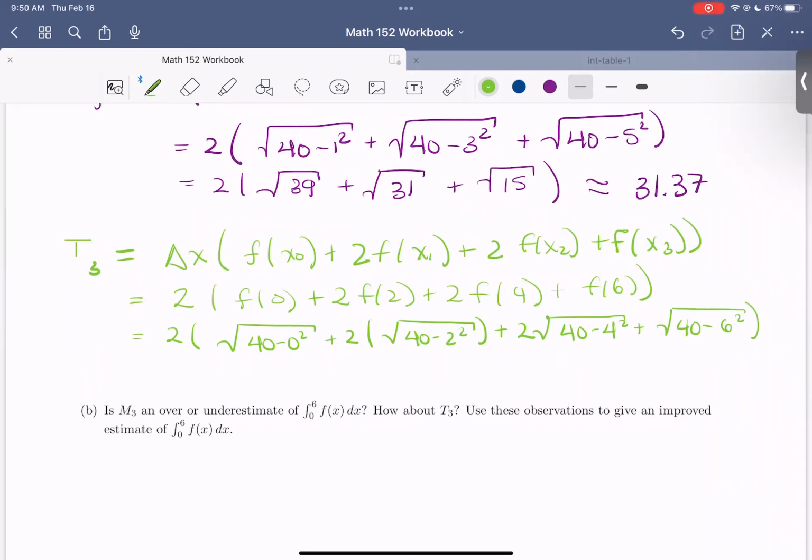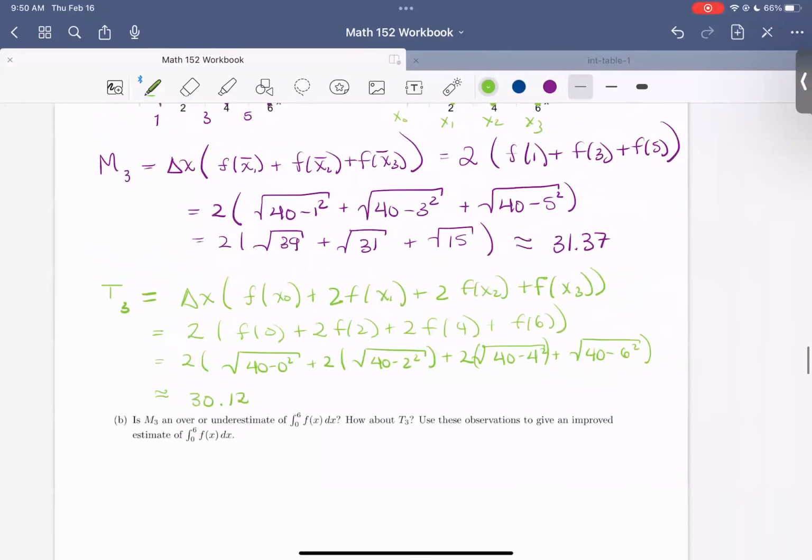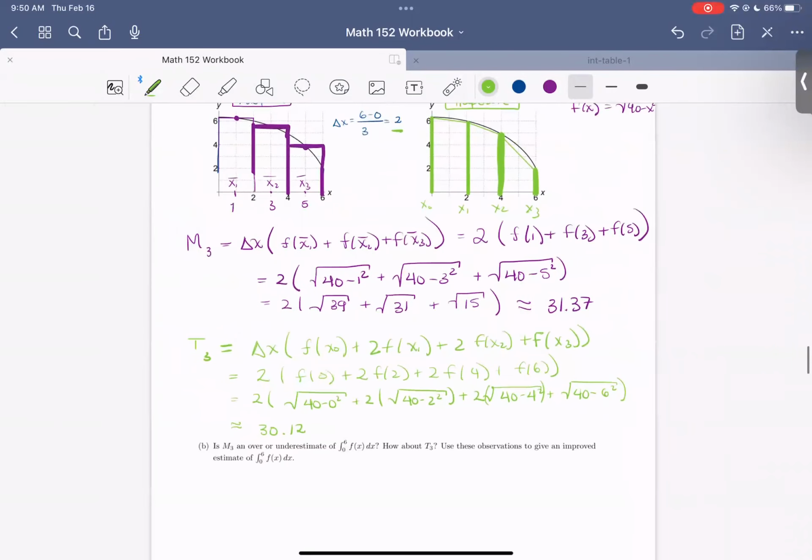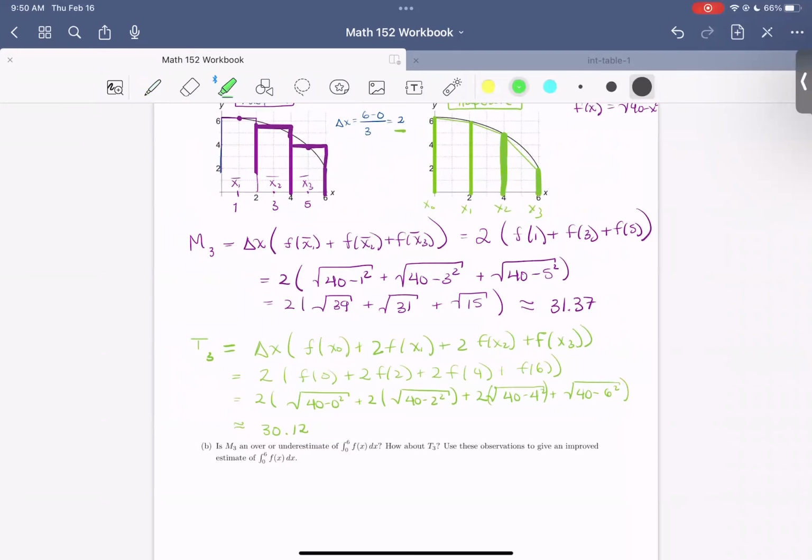Since we're doing these types of problems with so many little details going on, it's really important just to take your time, look over your work, take it slow. I could put another parenthesis here if I wanted. All right, so if we put this into our calculator, we get something close to 30.12. All right, so in summary then, for our midpoints, we are getting an approximation of 31.37. And for trapezoid, we're getting an approximation of 30.12.